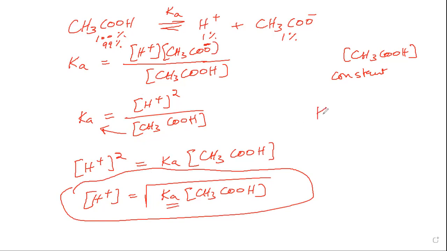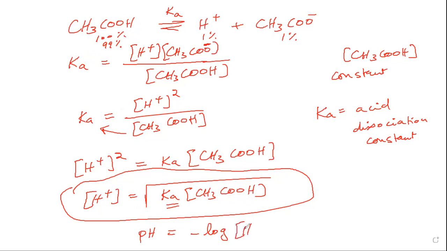We call Ka the acid dissociation constant. So Ka, the acid dissociation constant, times the concentration of the ethanoic acid, as if it didn't dissociate. We take the square root of this, we get the hydrogen ion concentration, from which we say that the pH equals minus log the hydrogen ion concentration.